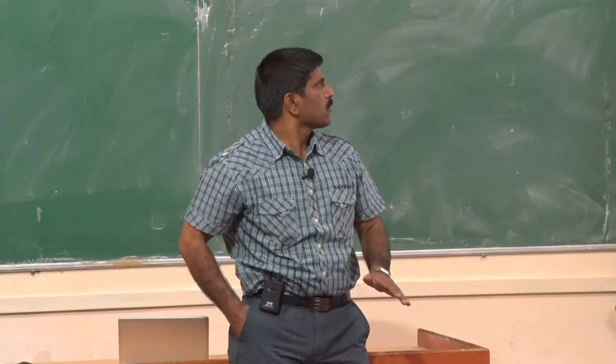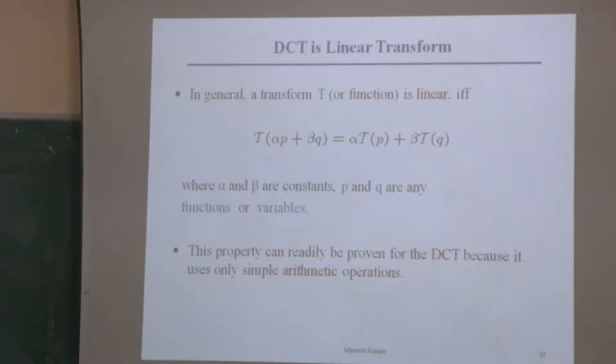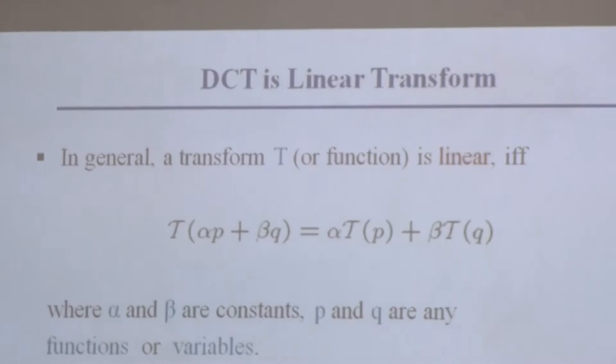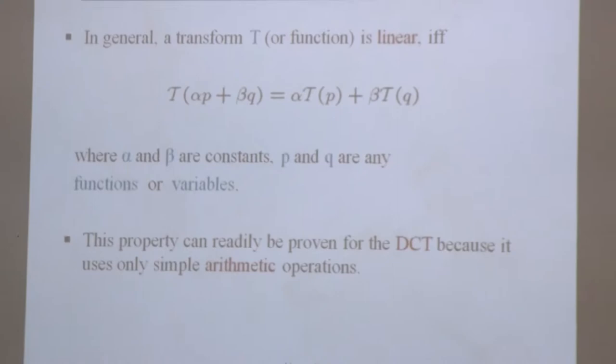So the first property of this DCT is that DCT is a linear transform. Everybody knows that. What is meant by linearity? When can we say that a system is linear, or a circuit is linear, or when can we say that a transform is linear?